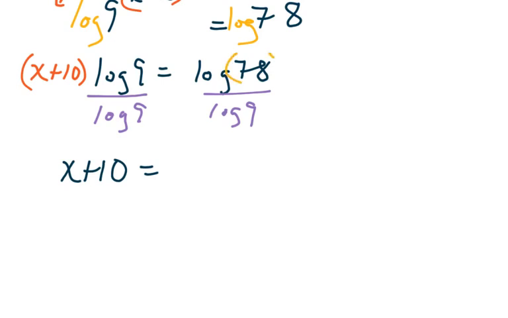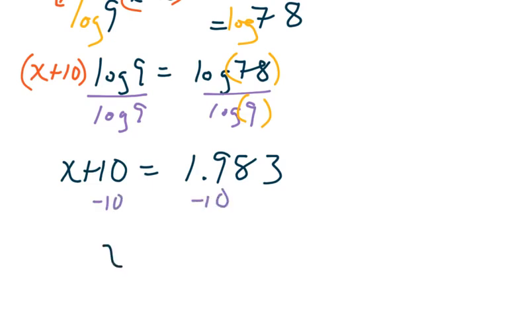Make sure you have those parentheses around 78 if your calculator requires it. Divided by the log of 9. Divide that on a calculator and just double check that you're getting the right number. Double check that you're getting 1.983. Because all we got to do is subtract 10. And once again, we've solved for x. Good job, algebra agents.